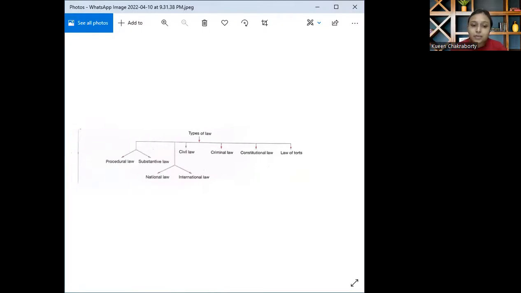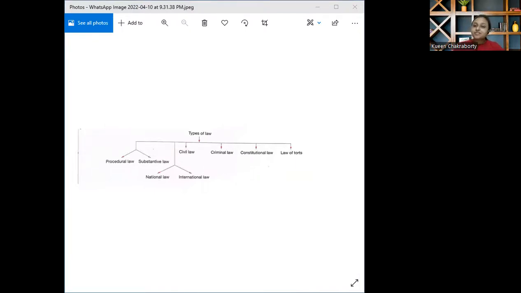So, firstly, coming to the discussion of law, I would like to first start with the first one in the series, that's procedural law. So, what is a procedural law? Procedural law prescribes the procedures for the enforcement of substantive laws. The Civil Procedure Code and the Criminal Procedure Code are examples of procedural laws.